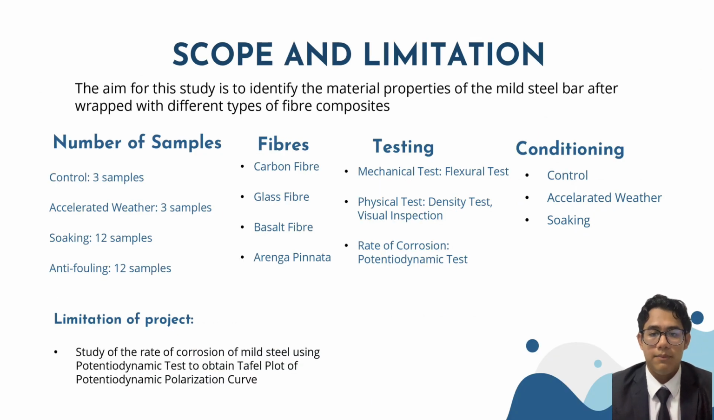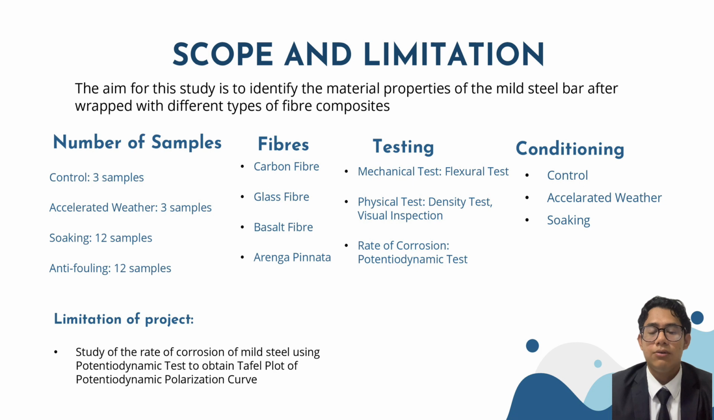Okay, this is scope and limitation. The aim of this project is to determine the material behavior of the mild steel bar that is wrapped with different types of fiber composite. This table shows the scope of the project, which involves number of samples, which have 4 types: control with 3 samples, accelerated weather machine with 3 samples, soaking 12 samples, anti-fouling 12 samples. And the fibers involved throughout this project are 4 fibers, which are basalt fiber, carbon fiber, Arenga pinnata, and also glass fiber.